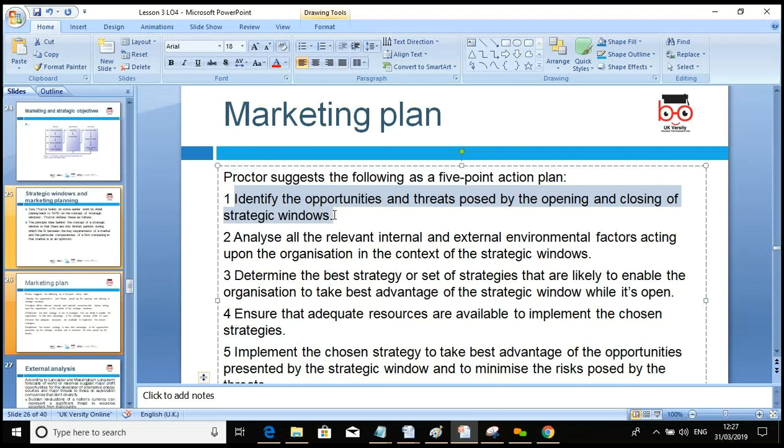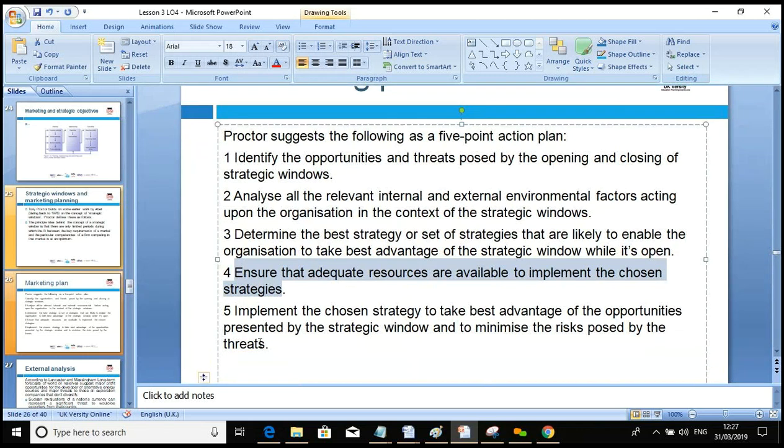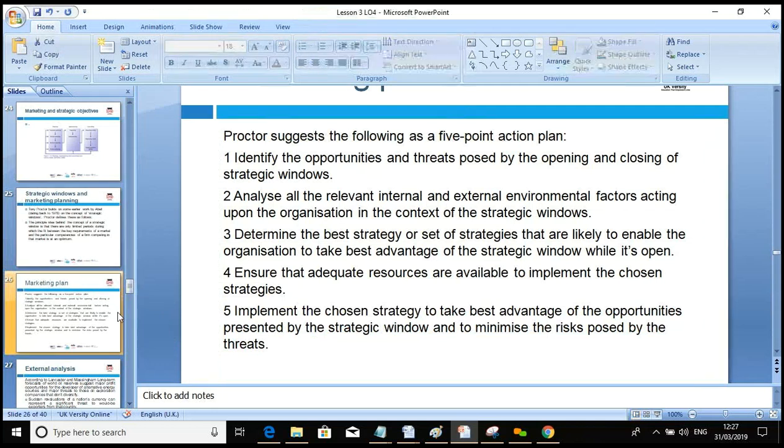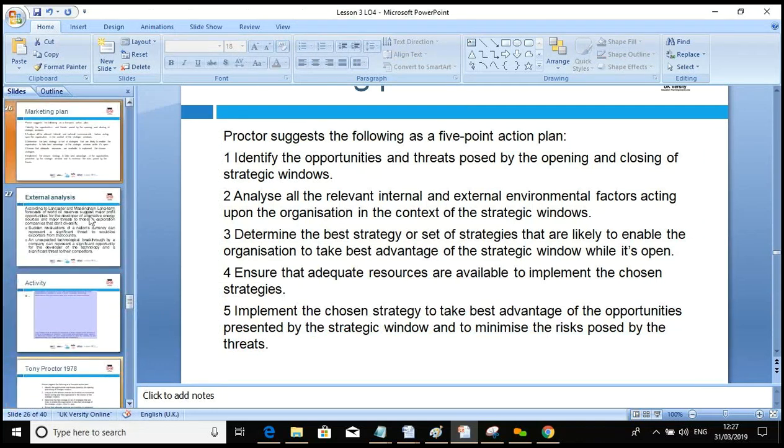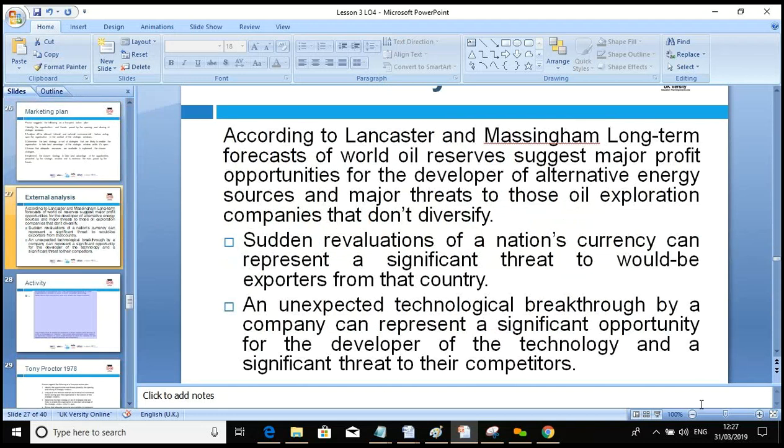In the strategic window control, we need to analyze all the relevant internal and external environmental factors, which we discussed in marketing as well, determine the best strategies, and ensure adequate resources are available. If we don't have them, we can't achieve our marketing objective. Implement the chosen strategy to take the best advantage of the opportunity presented. We're saying business is growing, so we need to make sure we get our fair share and minimize our risks, which we can do through good record keeping.